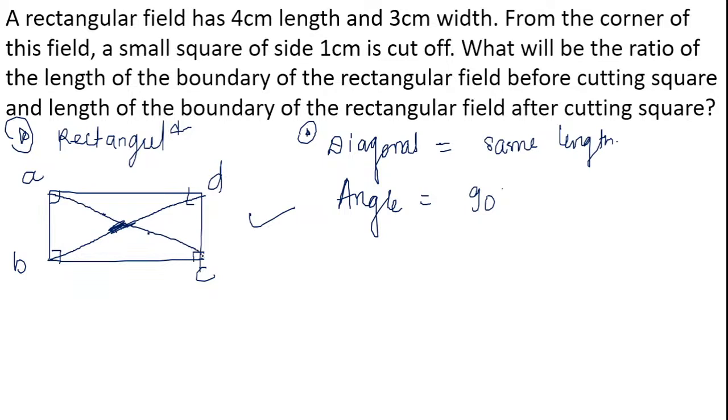And these are the 2 equal or 2 same length diagonals. Okay, I hope you have understood these 2 particular points. Only the 2 points are important here, that the diagonals are of same length and the angle at the corners is 90 degree.